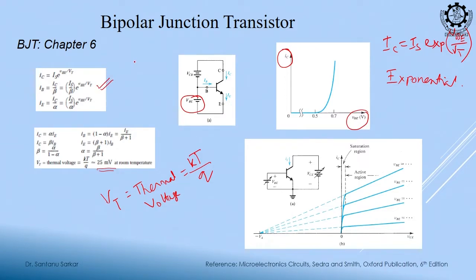Now, there is a relationship between IC and IE, that is IC is equal to, generally we call it alpha, right. And can you tell me what should be this value of alpha?